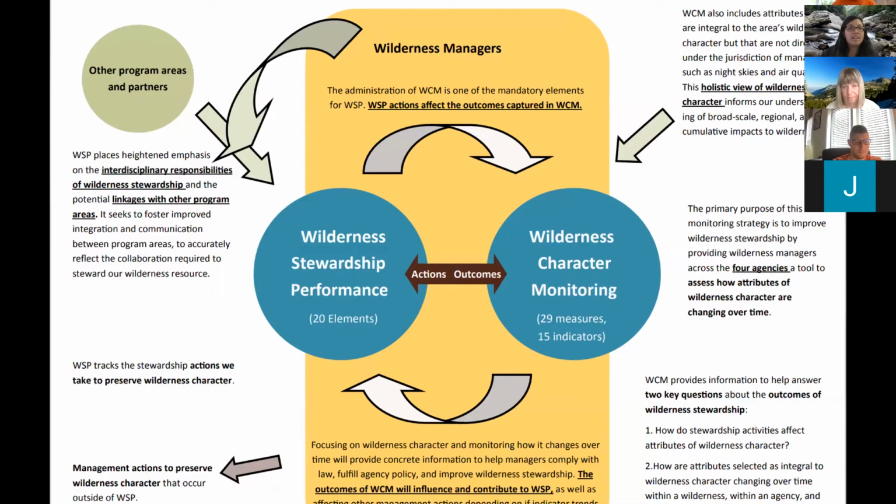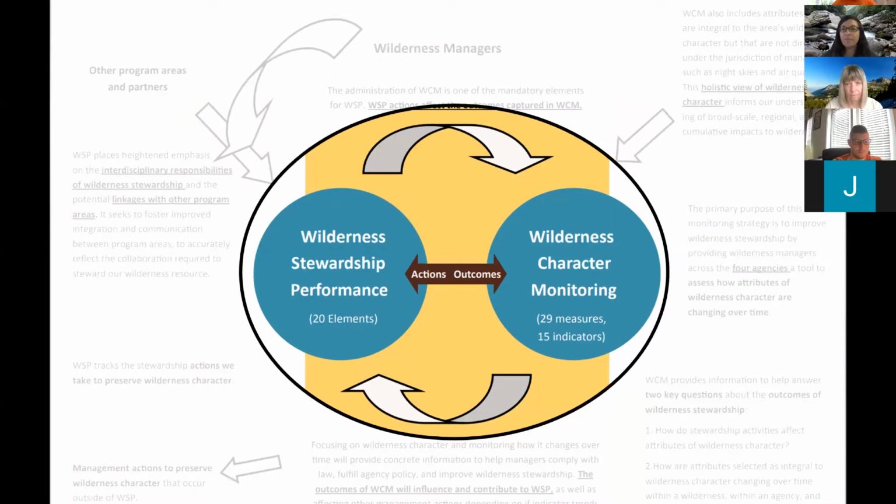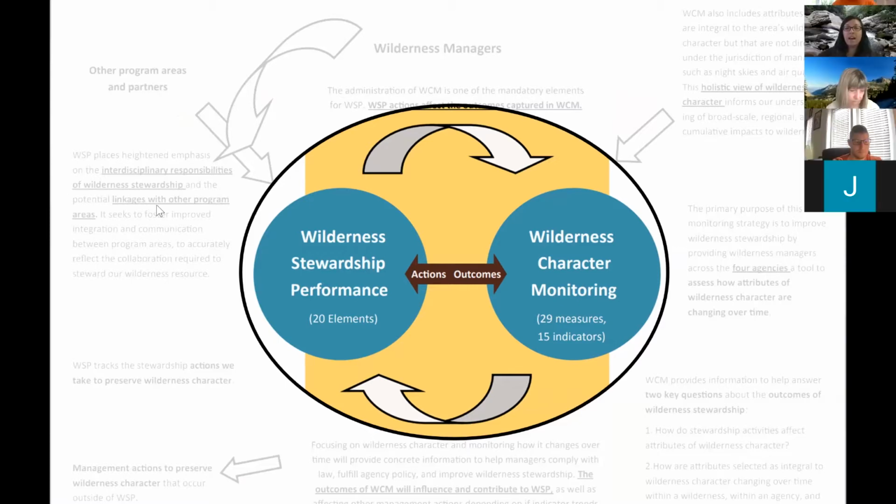So I wanted to start here real quick for folks who are new. This can be kind of a confusing point. There are two different frameworks that we're going to be talking about a little bit. So there's Wilderness Character Monitoring, WCM. This is an interagency framework. This is a framework that's being implemented across the National Wilderness Preservation System. So all 4 agencies that manage for wilderness are implementing wilderness character monitoring.